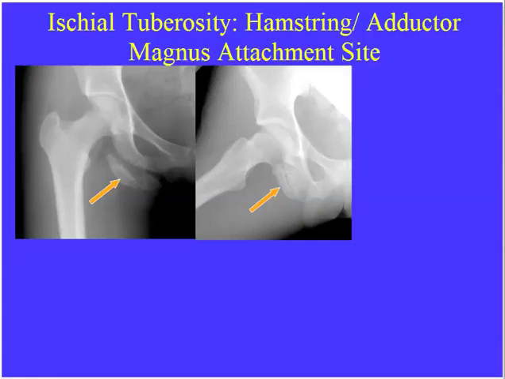Then finally, the ischial tuberosity avulsion injury. This is a hamstring or adductor magnus attachment site. And with this particular avulsion injury, there can be a huge piece of bone taken off with it. These things are sometimes quite massive. And then when they heal, they have this fibrous healing that occurs in this location.